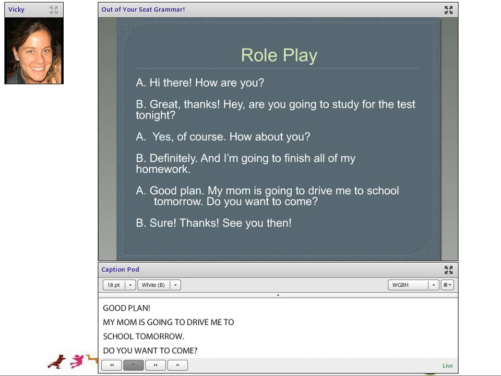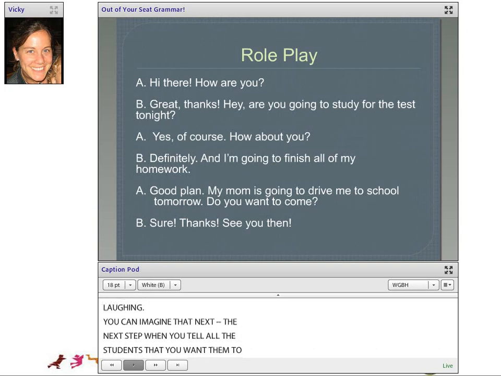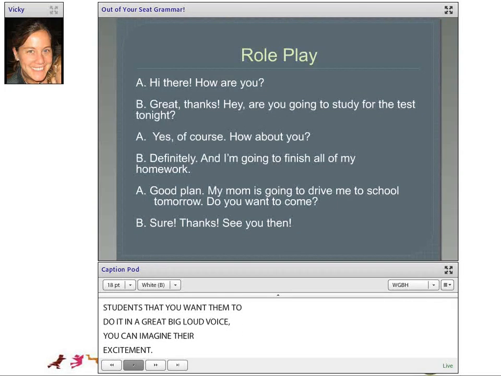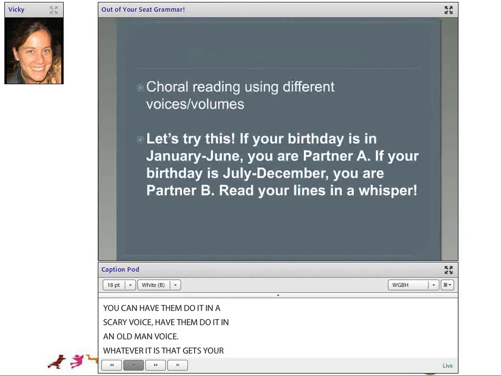Now this always gets a little bit of giggles, laughing, but you can imagine that the next step, when you tell all the students that you want them to do it in a great, big, loud voice, you can imagine their excitement. So think about all kinds of silly things. You can have them do it in a scary voice. You can have them do it in an old man, an old lady voice. Whatever it is that gets your students engaged and gets them doing it again a couple more times is going to be worth your time.